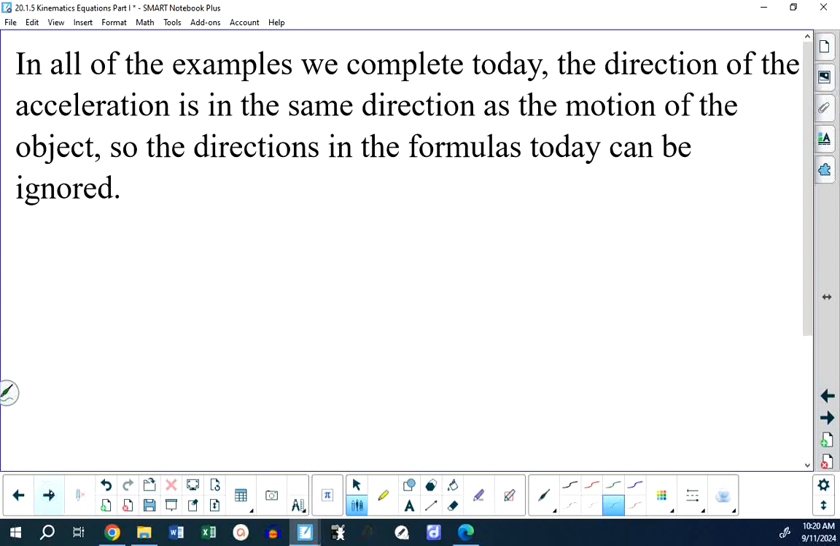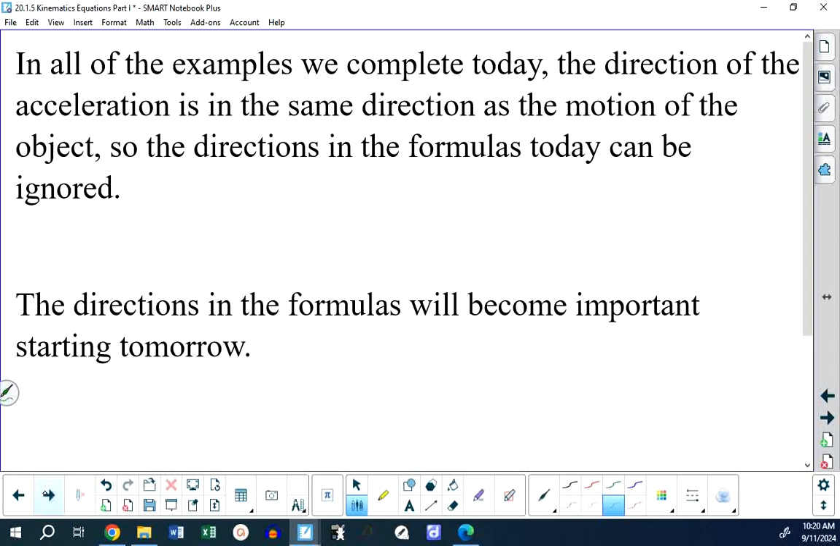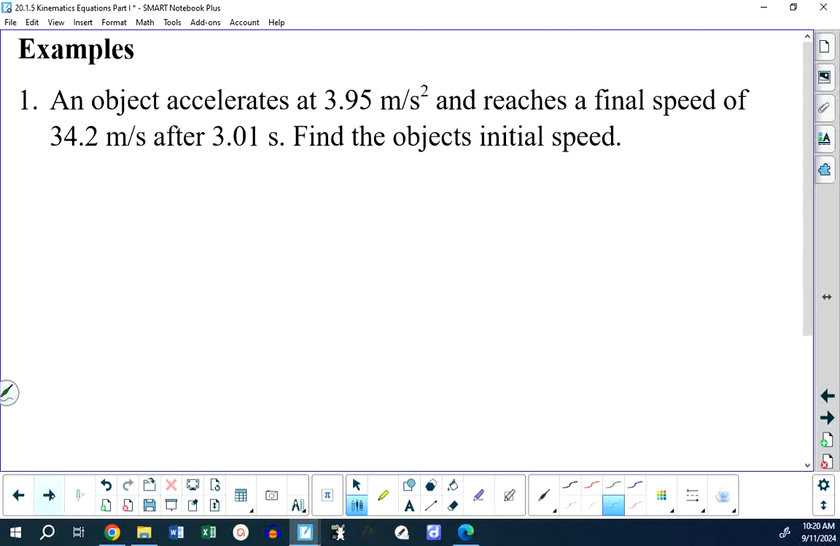So in all of the examples we complete today, the direction of the acceleration will be in the same direction as its motion, so there's no need for negatives. Everything's going to be positive today, and either tomorrow or Friday, things are going to change. All right? The directions in the formulas will become important starting in the next lesson. So here we go. Number one, an object accelerates at 3.95 meters per second squared. It reaches a final speed of 34.2 meters per second after 3.01 seconds. What's the initial speed?